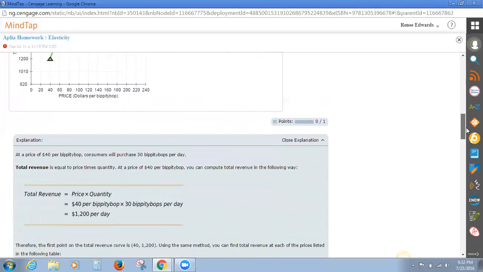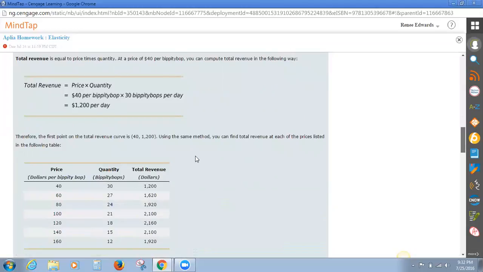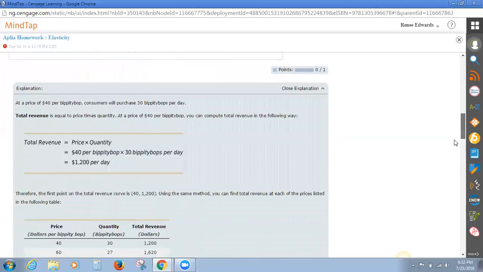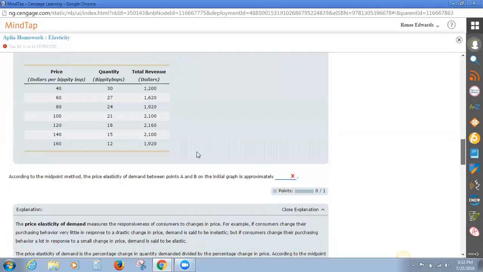Problem goes on further to ask you in here, oh, here's the formula. So in here we have the price. For each price, we took price times quantity equal total revenue. This is just a graph of that. And then the problem asked you, according to the midpoint method, the price elasticity of demand between A and B on the initial graph is approximately, right?